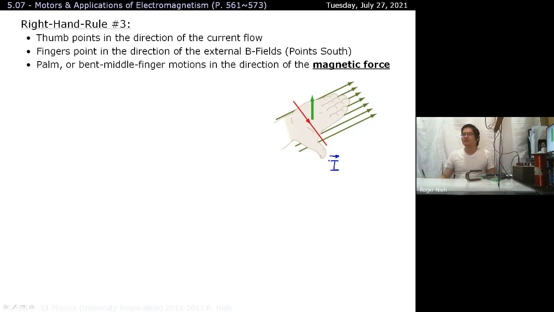So the current is pointing, again, towards wherever your thumb is pointing. Your fingers always point from magnetic north to magnetic south. So north is on this side and south is on the far end. Lastly, your palm points in the direction of the magnetic force. So the resulting force, in this case over here, gets pushed upwards. There you go.